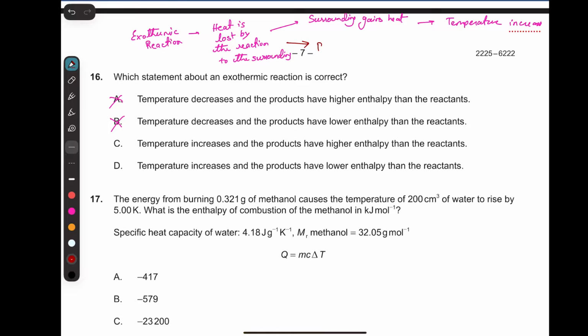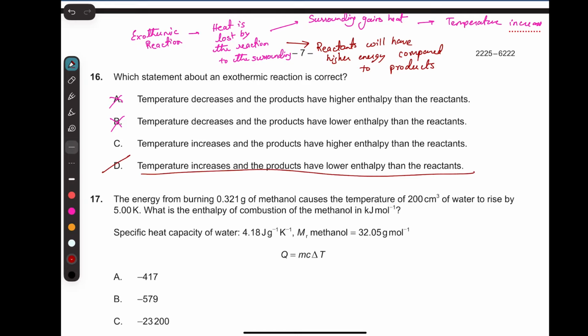So reactants will have higher energy compared to products. So temperature increases and products have lower enthalpy than reactants. Answer would be D.